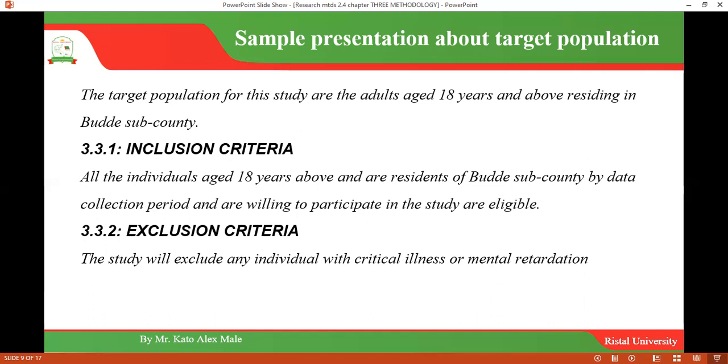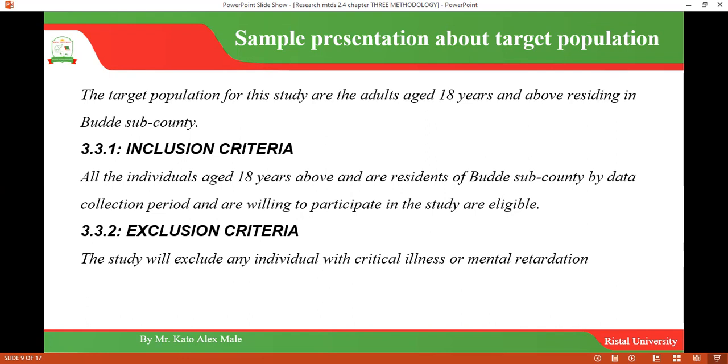No, do not tell us under exclusion criteria that the study will exclude members who are 18 years and below. No, those ones are already not in the inclusion criteria. Meaning, someone will follow in the exclusion criteria only and only if they have been able to follow in the inclusion. In other words, the exclusion brings first those ones who have been eligible to participate, but again, they have some other characteristics that have denied them. For example, I can say the study will exclude an individual with a critical illness or mental retardation.